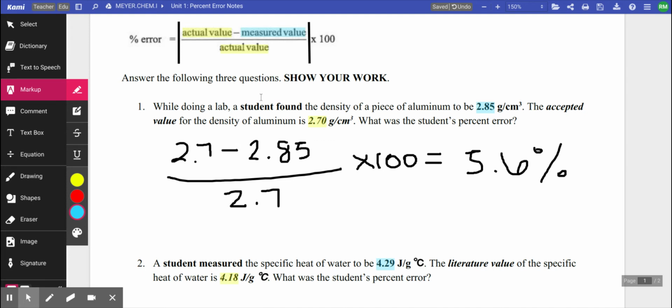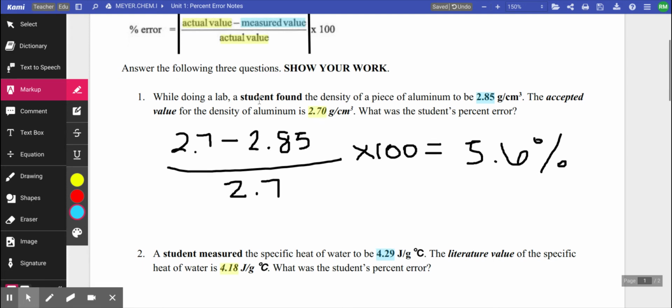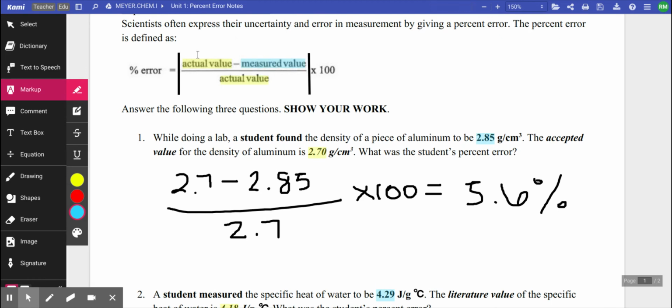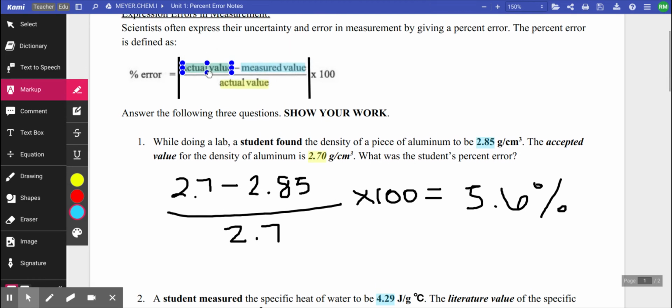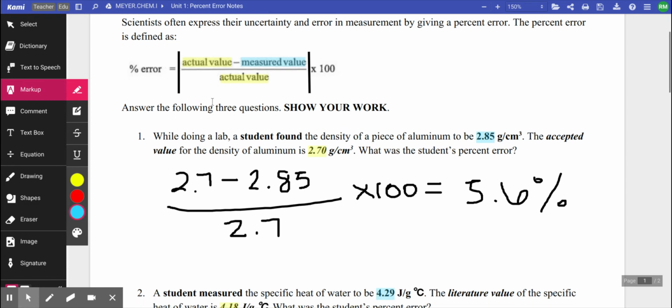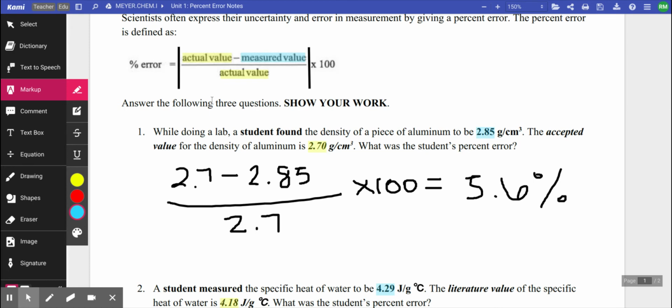So just a helpful reminder, it actually does not matter which one you subtract first. Okay, you could take measured minus actual, but you do always have to divide by that actual value. Okay, so you can flip the top as long as you always divide by the actual, you will get the correct answer. So let's go ahead and flip it for this problem just so you can see what I'm talking about.